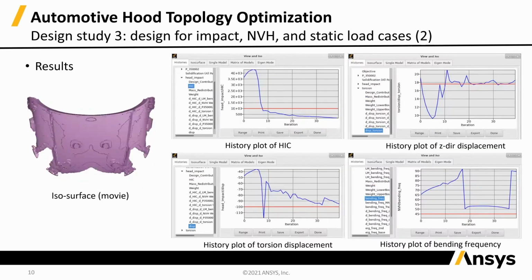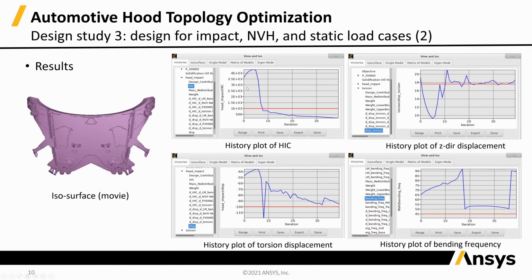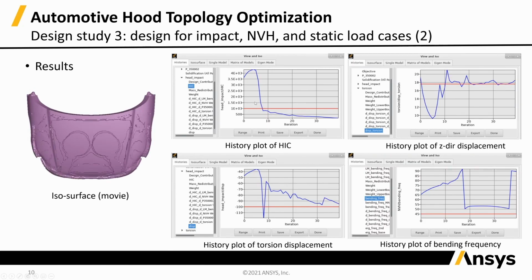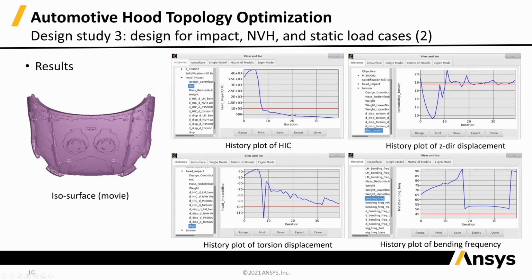Just some more results. Okay, that's the history. The animation shows how the history is created. And these other plots are the histories of the different constraints, the constraint value versus the design iteration. So this is the head impact criterion. In the beginning, it's infeasible, but it's feasible later.